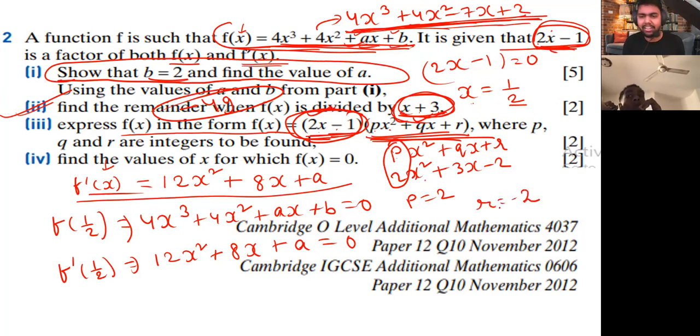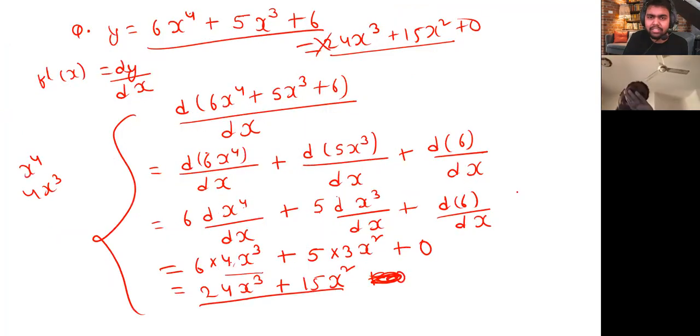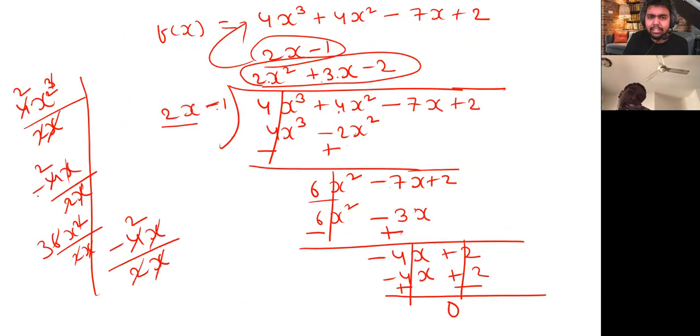Are you understanding? It was asking that p, q and r are integers. And what is my q? My q is equal to 3. And therefore, I gave the answer. I found all the integers. My p is equal to 2, my q is equal to 3, and my r is equal to minus 2. So it was all about division. They have just twisted the question, but they are saying the same thing: that you divide. When you divide, you will get your answer.